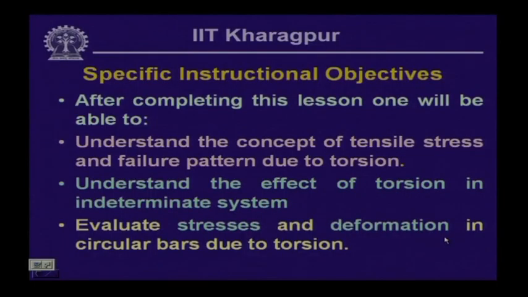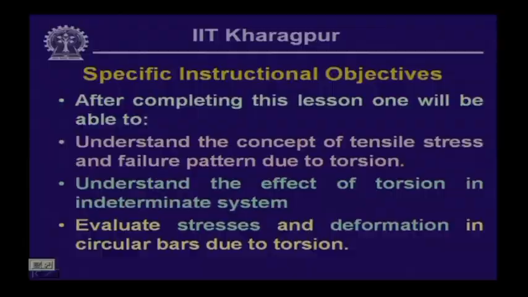It is expected that once this lesson is completed, one should be able to understand the concept of tensile stress and failure pattern due to torsion. In fact, we will look into that due to the twisting moment, we have seen that the shear stress generates, and we have the maximum stress on the periphery or the surface of the bar. Then we look into what the values of the maximum normal stresses are and what is the consequence of those normal stresses in the bar.